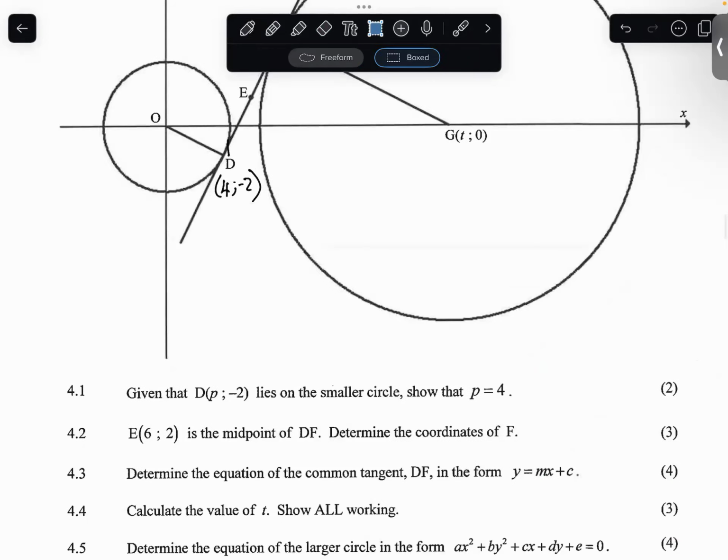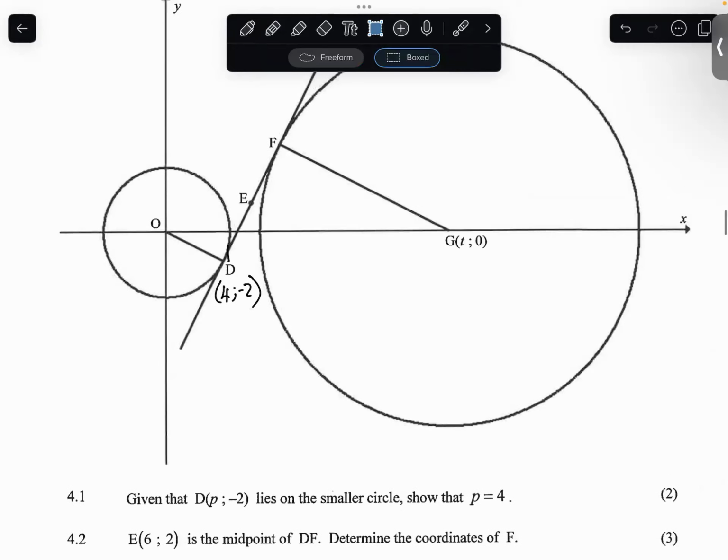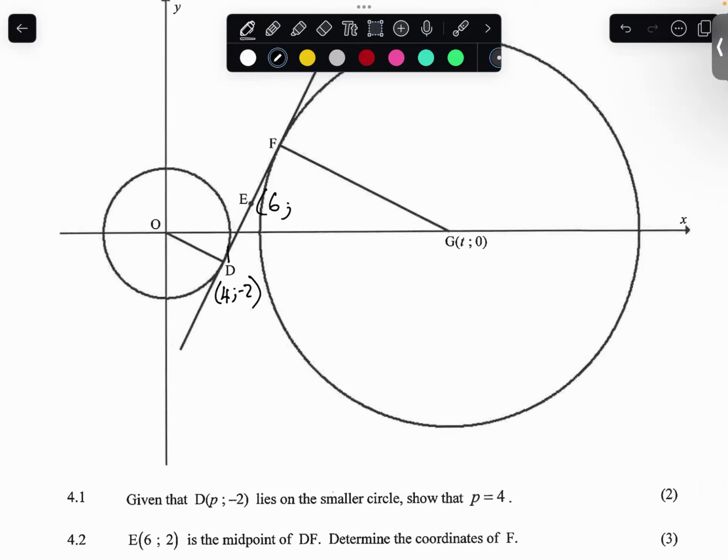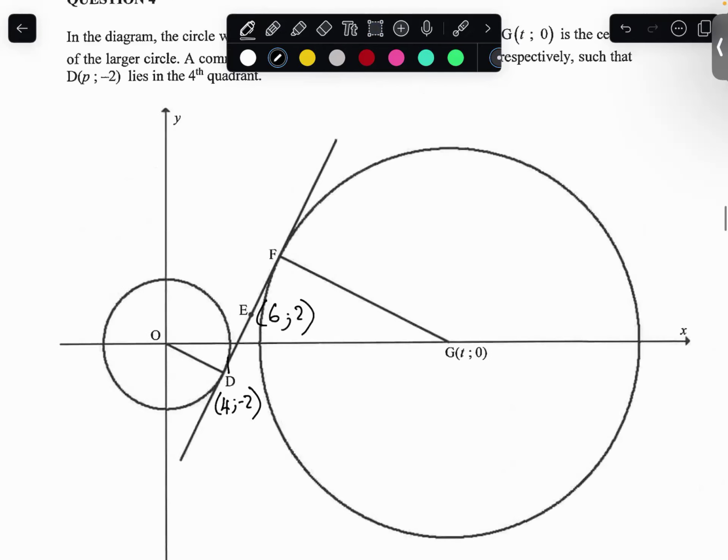All right. E, which is (6, 2), is the midpoint of DF. Determine the coordinates of F. That's a simple midpoint formula.